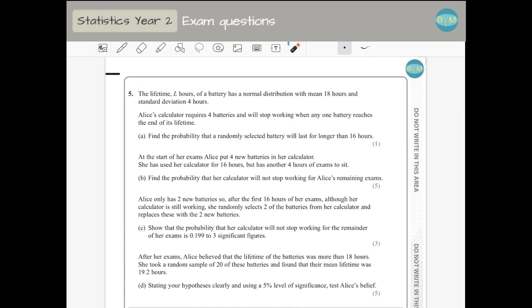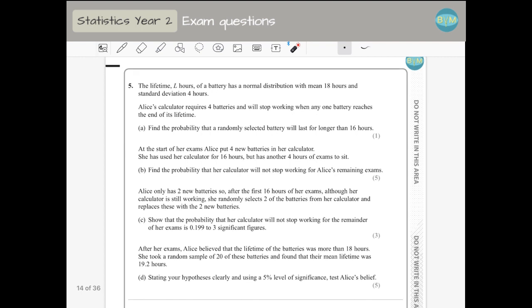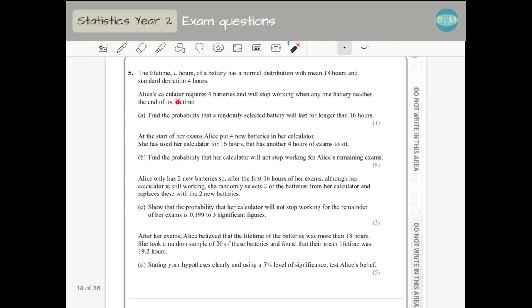Hello, this is question 5 on your June 2018 Statistics and Mechanics paper from Edexcel. The lifetime L hours of a battery has a normal distribution with mean 18, standard deviation 4. Alice's calculator requires 4 batteries and will stop working when any one battery reaches the end of its lifetime. Find the probability that a randomly selected battery will last for longer than 16 hours.